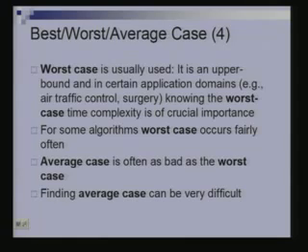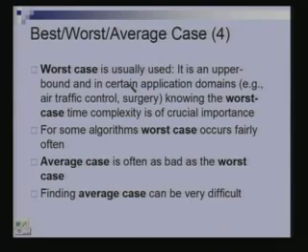So which of these is of interest to us, or which of these is easiest to work with? Worst case is the one that we will use most often, and for the purposes of this course, that's the only measure we will be working with. Why is that? First, it provides an upper bound. It tells you how long your algorithm is going to take in the worst case.